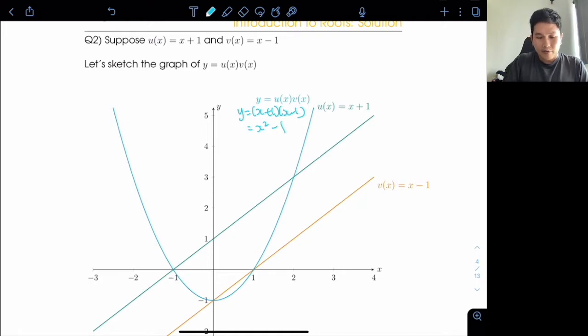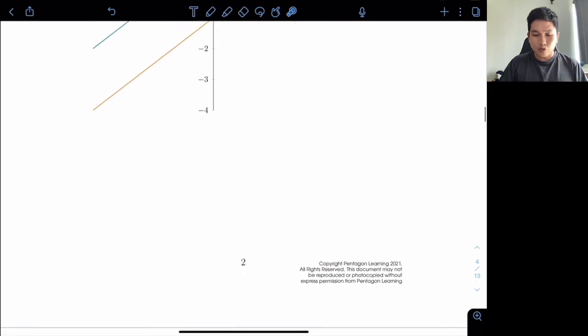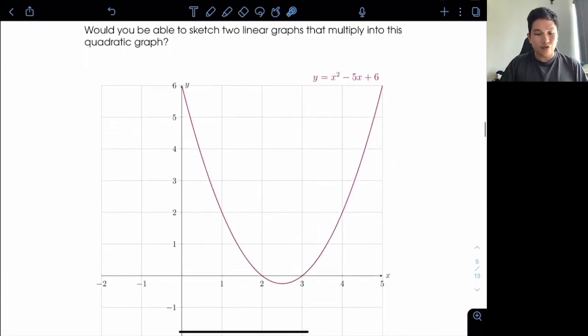And we can say that this resulting quadratic graph is the graph of u of x times v of x. Or I can write down the two linear expressions multiplied together, x plus 1 times x minus 1. And if you expand it out, you should see this is x squared minus 1. Pretty easy, right? How we can multiply two graphs together. Now, in the same way, we can do the reverse. If I give you a quadratic graph, you should be able to sketch out the two linear graphs that make up this quadratic graph.